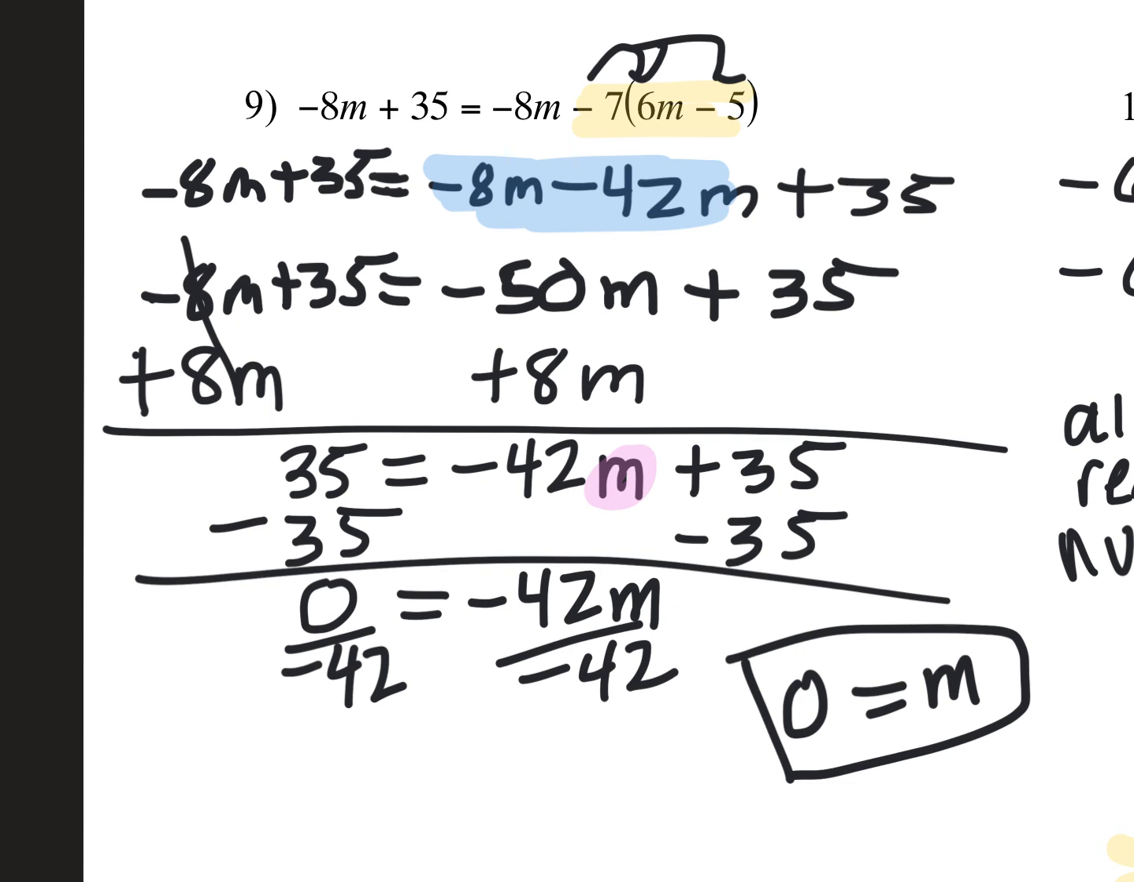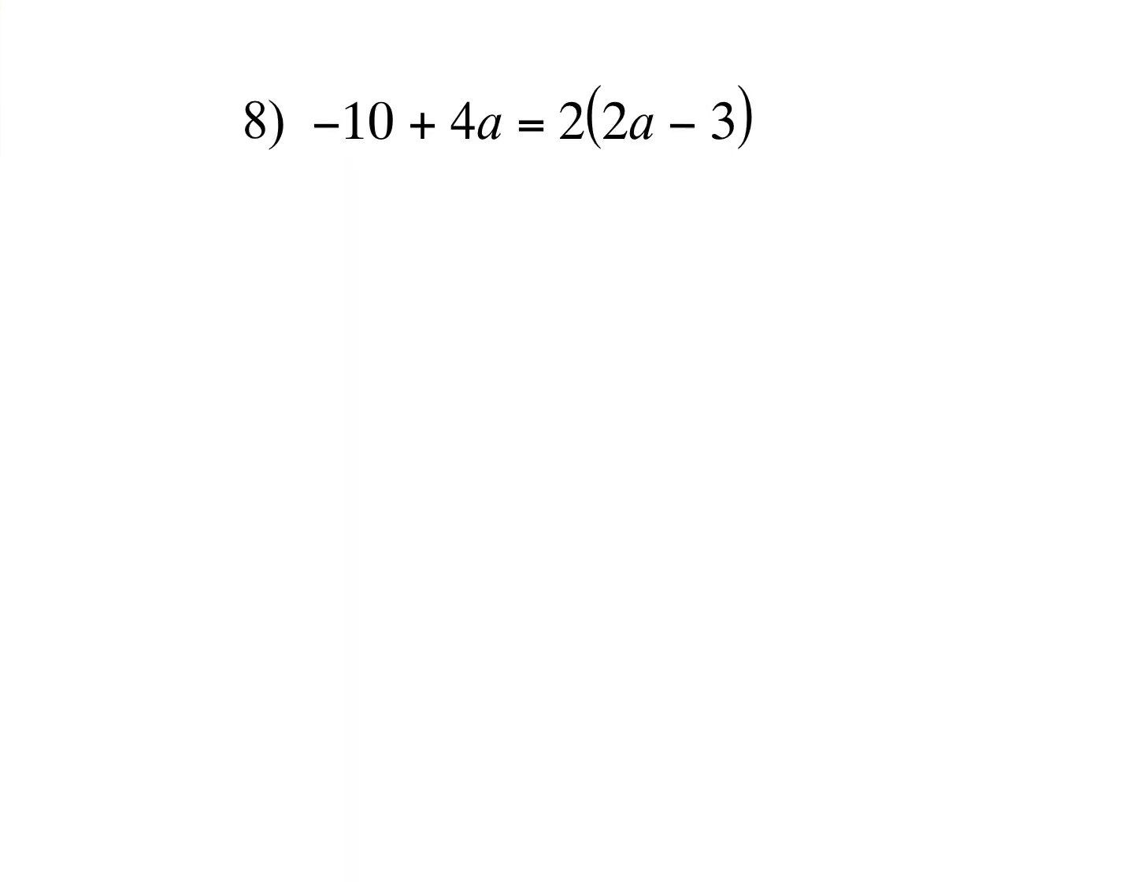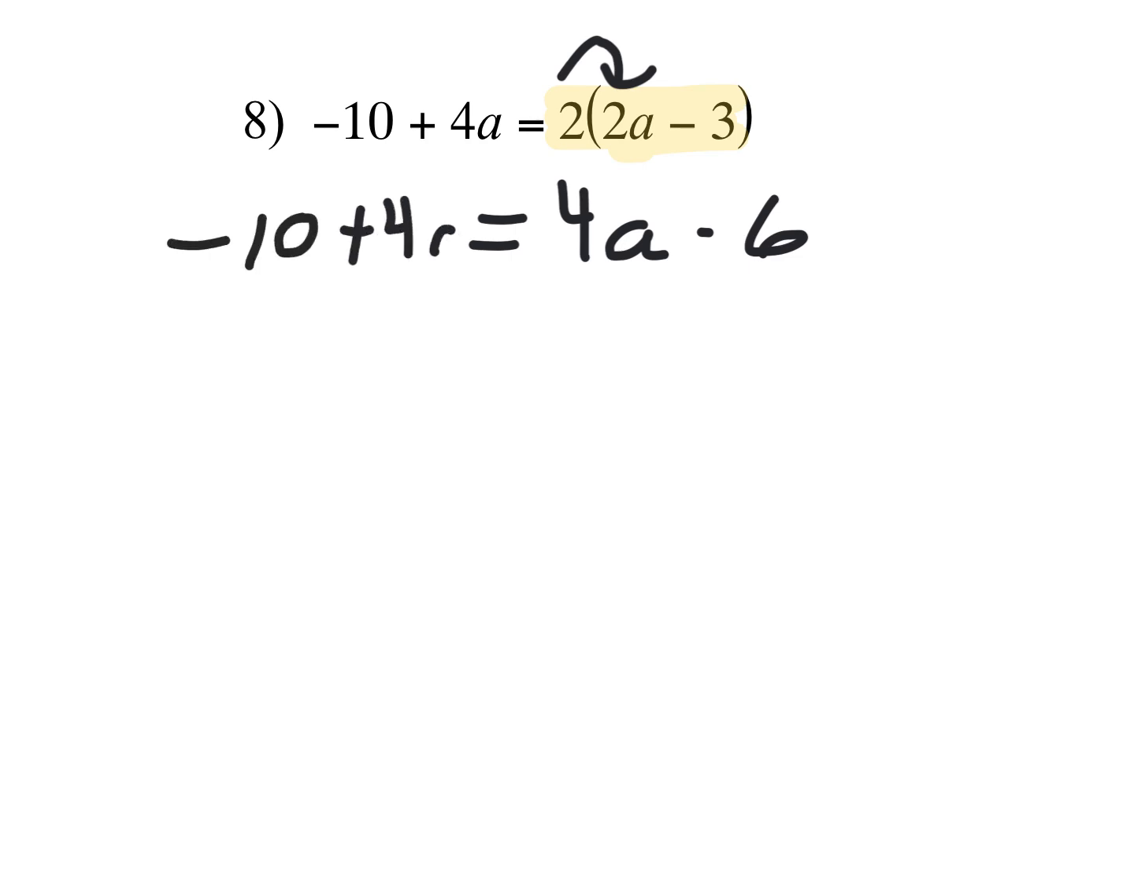All right, do I have distributive property? Yes, I do. So I'm going to distribute 4a minus 6. I'm going to bring down that negative 10 plus 4a. I should stop in my tracks because what do I have here? I have the same variable.